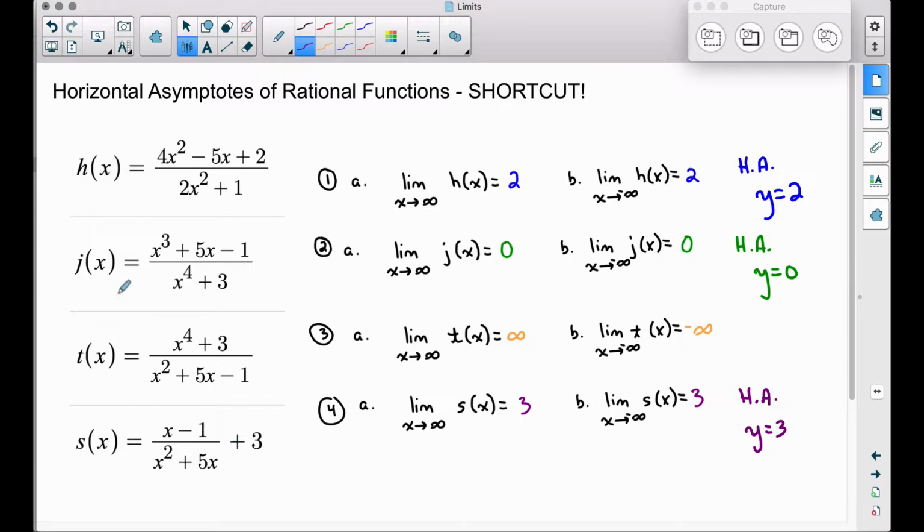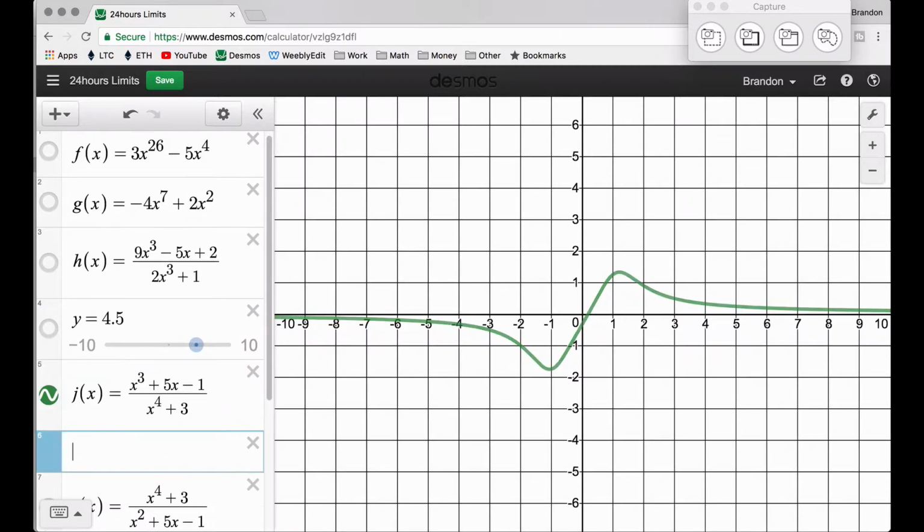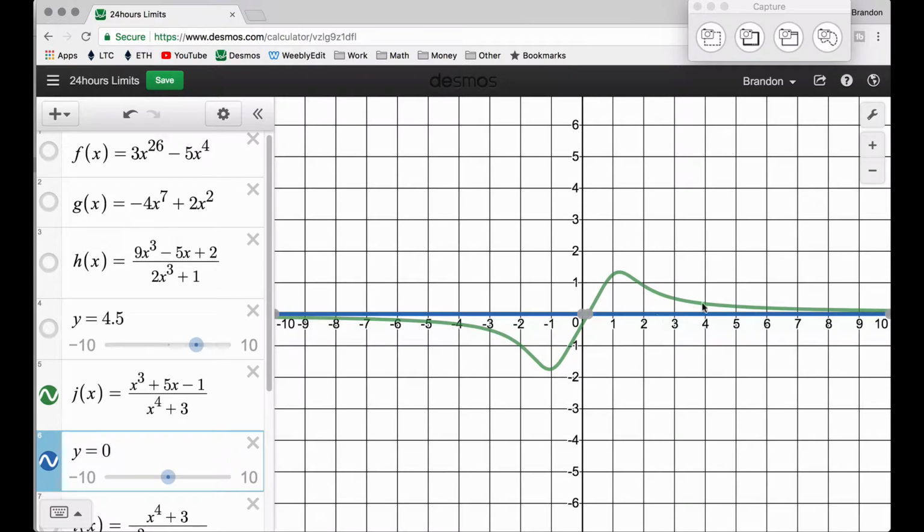Let's explore j of x and s of x a little bit more, then we'll come back and talk about t of x over in Desmos. So here's our j of x, where the degree of the top is smaller than the degree of the bottom, and we said our horizontal asymptote would be y equals 0. That blue line, notice the green curve as x gets big and as x gets small, it starts to hug this blue line. That is our horizontal asymptote.